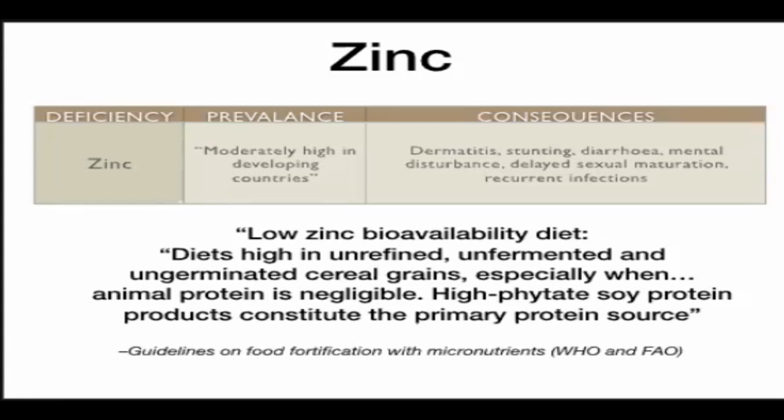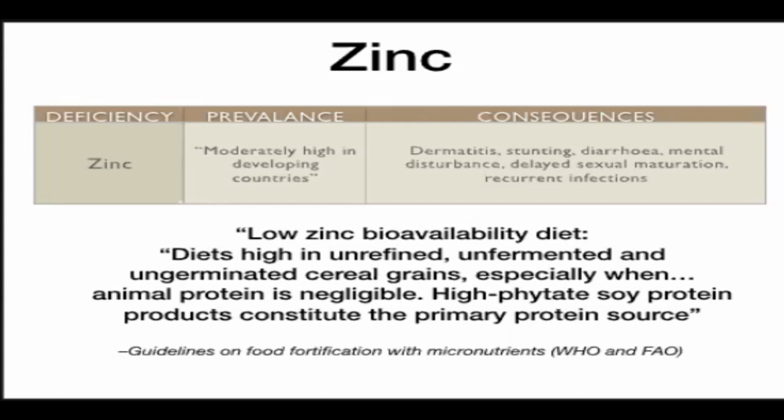And so in their document on fortification and all of the different nutrient deficiencies globally that you might want to address, or that they do want to address, one of the nutrients they talked about was zinc, and they described a low zinc bioavailability diet as one that's high in unrefined, unfermented, and ungerminated cereal grains, especially when animal protein is negligible. And a diet that's got a lot of soy protein would also be a candidate diet for a zinc deficiency. But how do we quantify the effect that that's having?